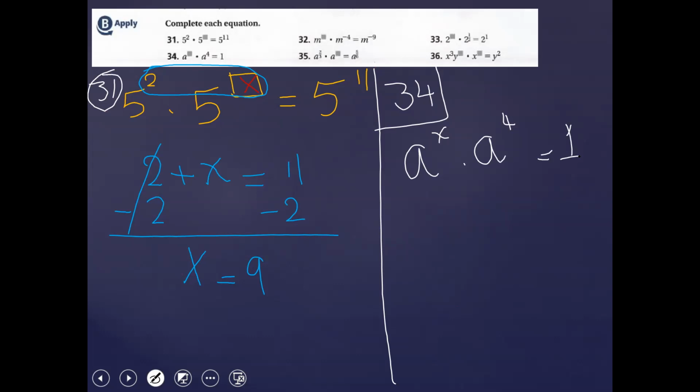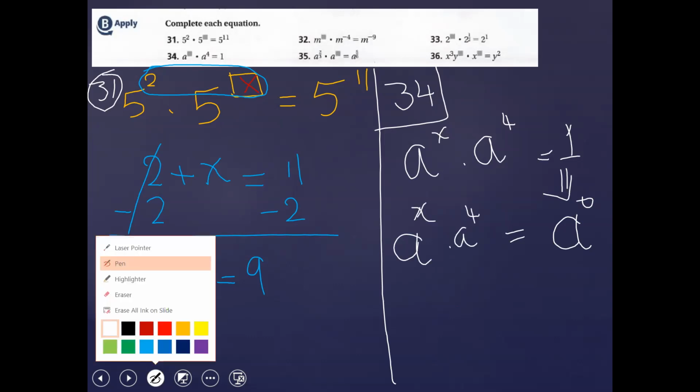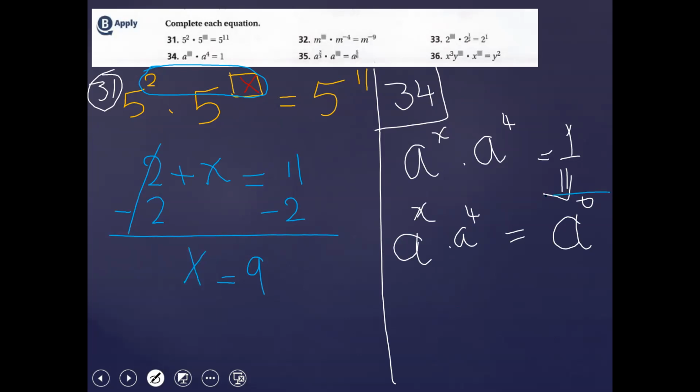If you remember the first lesson, I told you that any variable to the power 0 equals 1. So I will rewrite 1 as a to the power 0. It's the same because a to the power 0 is equal to 1. Then it's equal to a to the power x times a to the power 4. Then after that comes an equation: x plus 4 equals 0. So x now is negative 4. So here the answer now is negative 4.